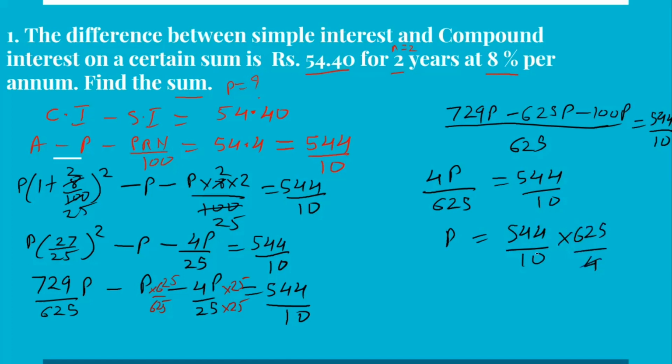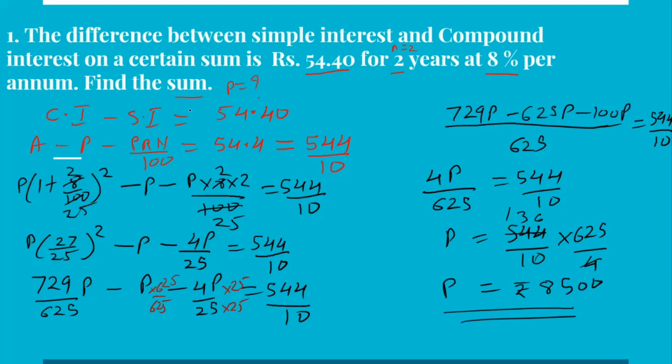Divide here, 4 ones are 4, 4 threes are 12 and 2 remains, 4 sixes are 24. So you can just do 13.6 multiplied by 625 instead of simplifying further, or you can divide both of these by 5 and then solve it. So finally you get this answer as rupees 8,500, and this is your principal.